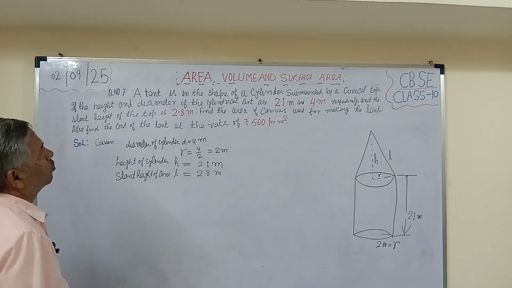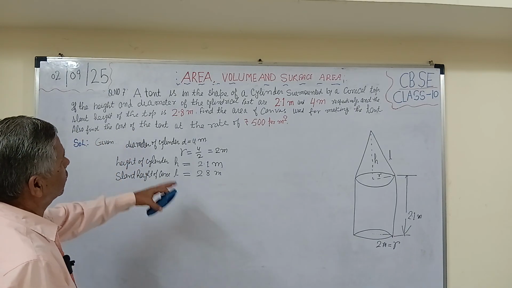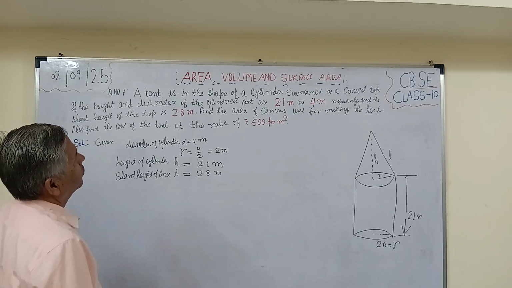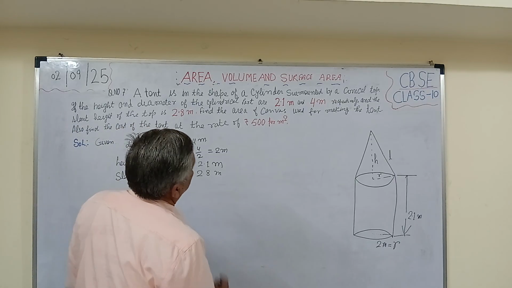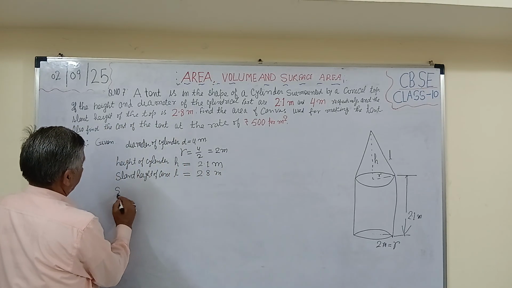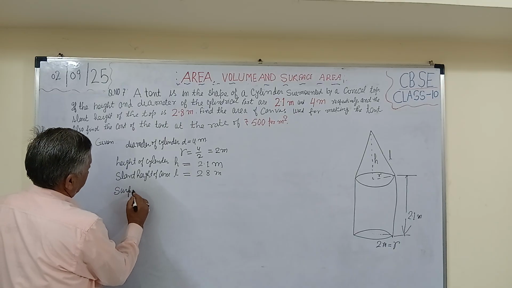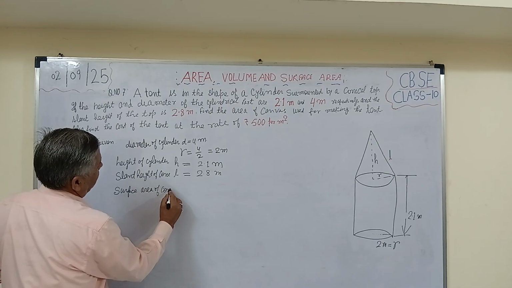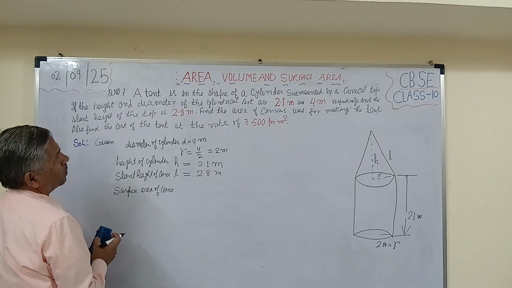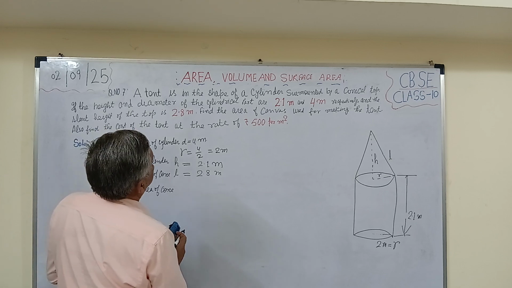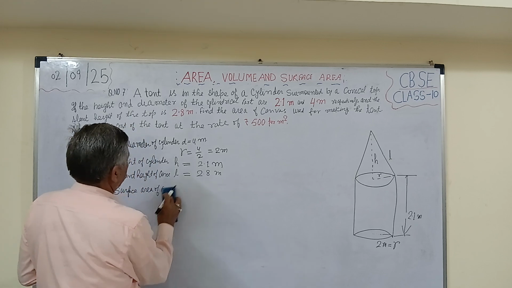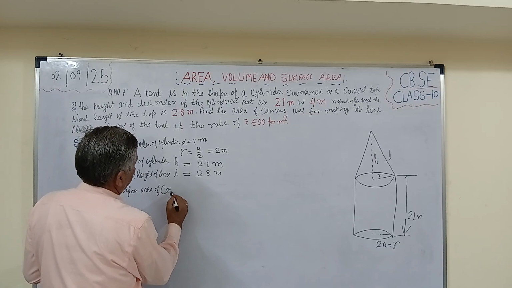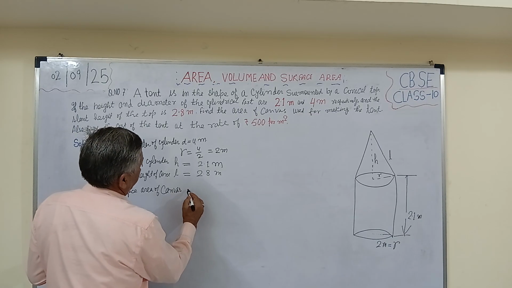Now the radius of the cone will be same as the radius of the cylinder. So we have to find the surface area of the canvas, that is the surface area of cone plus cylinder.